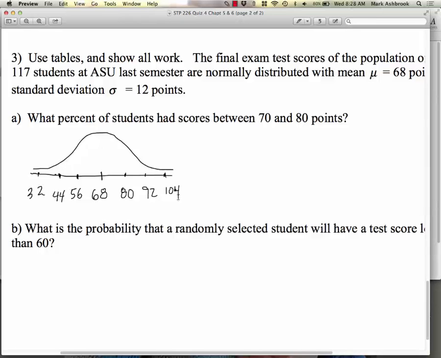Okay, so we want the percent of students between 70 and 80. So 70 is right here, and 80. So the percent of students, how does that relate to this diagram? What's our relationship between the percent of students between those two scores and this diagram? What's that relationship? Area, right? So that's what we've been saying. That the area there will be the same as the percent of students between a 70 and an 80.